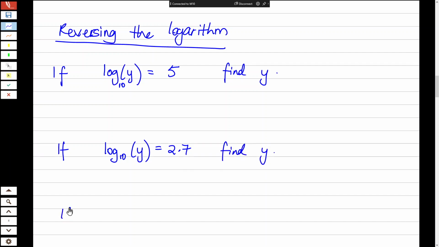Why is there a 10? So you can ignore the 10. The reason why I've put it there is because if you're using a CAS calculator, you need to type it in. If you do maths methods, you use different numbers to 10. We will only use 10.